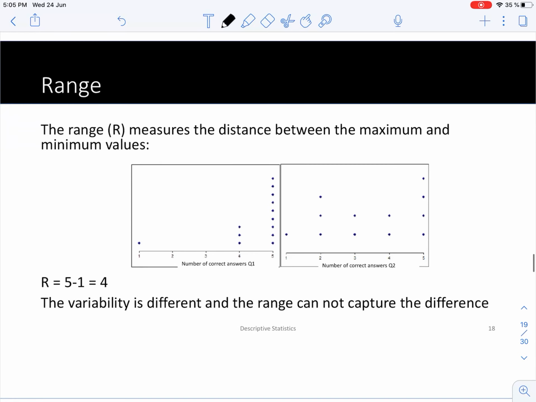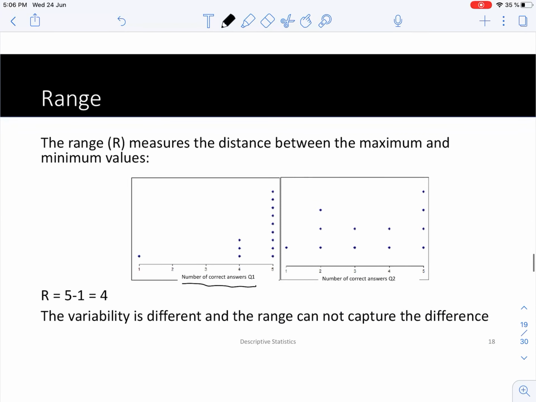The first one is going to be the range. The range is a very general metric, and it measures the distance between the minimum value and the maximum value in a data set. In this example, we're trying to assess how good students are doing in a quiz. So we're comparing two quizzes, quiz 1 and quiz 2. But now we want to check the dispersion of the data. So we want to know if the precision or the variability was low, or if the dispersion was high.